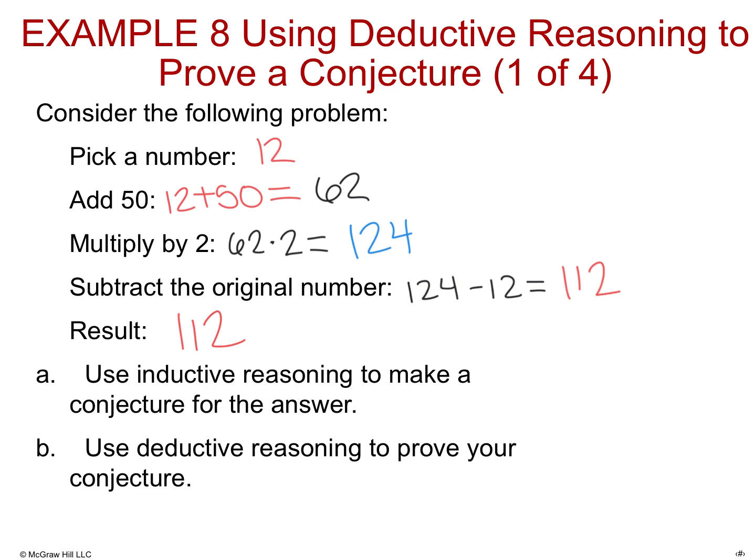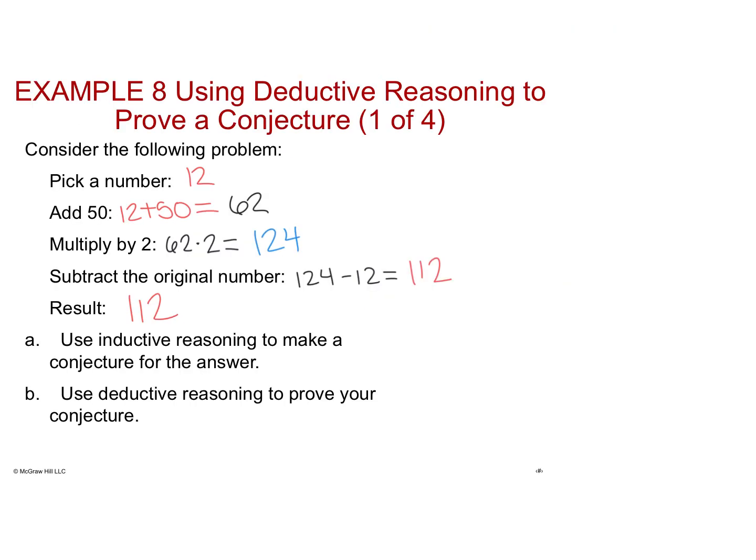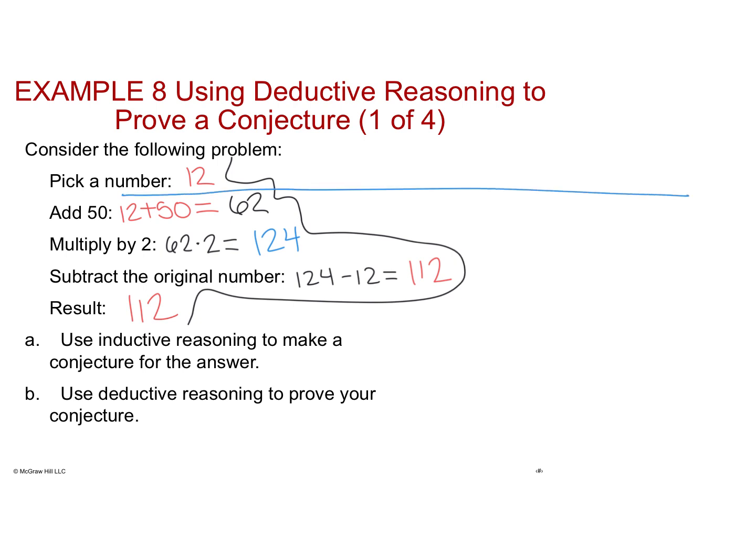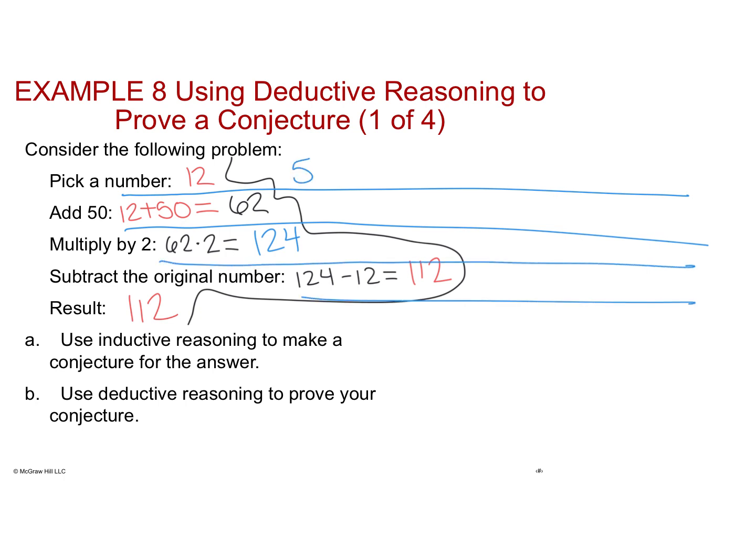Okay, so I started with 12 and I got 112. So let's do that again, and I'm going to do it right next to it. Let me draw a little space here. Okay, now let's try another number. Let's try 50 and let's see what happens. Oh, I'm sorry. 50 plus 50, my bad, because we're adding 50. Okay, 50 plus 50 is 100.